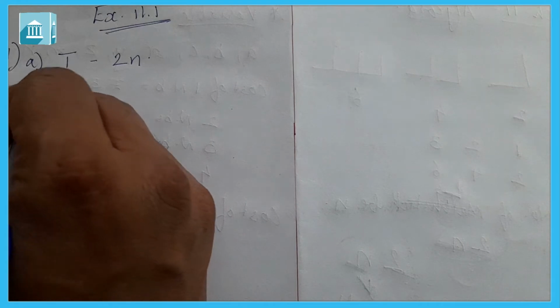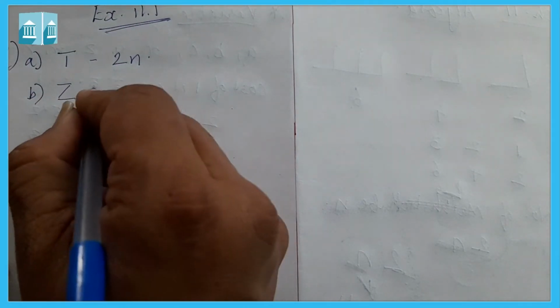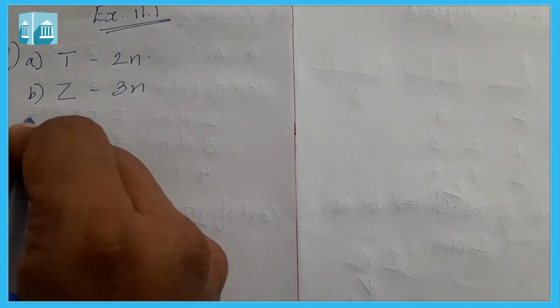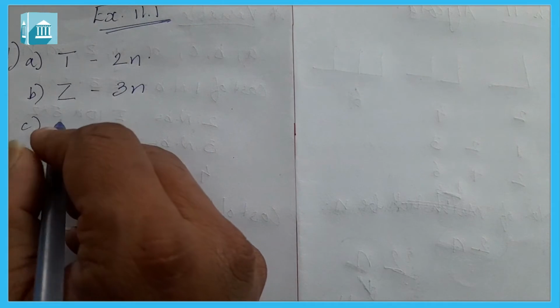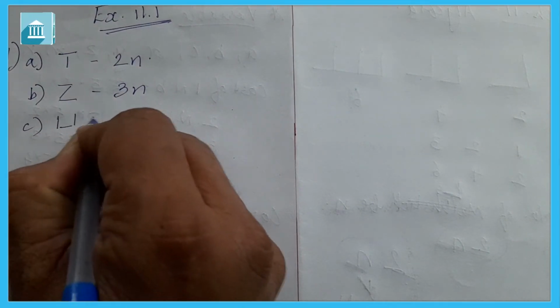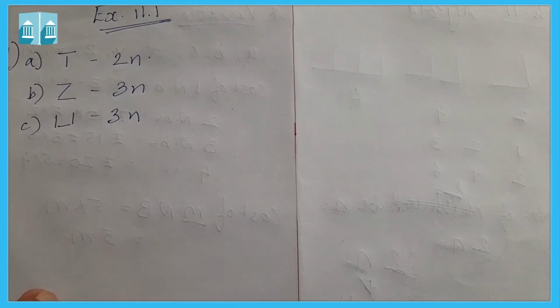In the same way, B is here Z. Z we can make like this. So this will be 3N. In the same way, C is a pattern for U. U we can write like this. It will be again 3N. So in this way you can find out the others also. Question number 2 you have to again find out from this only. Let us see question number 3.